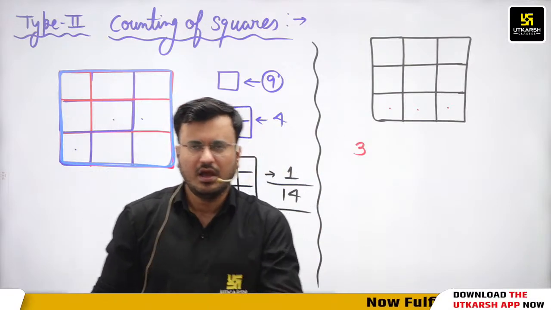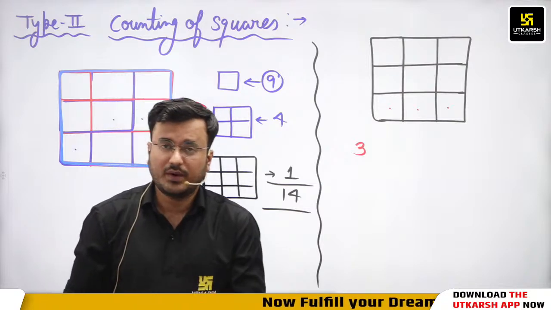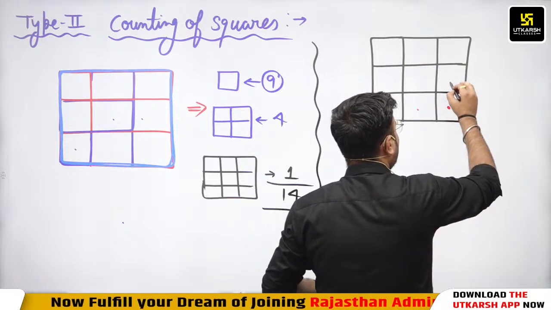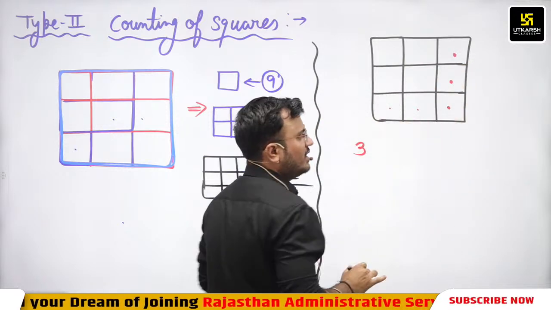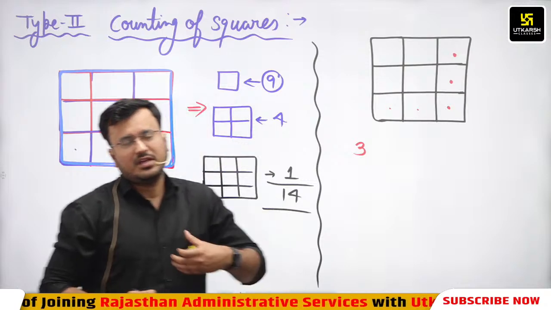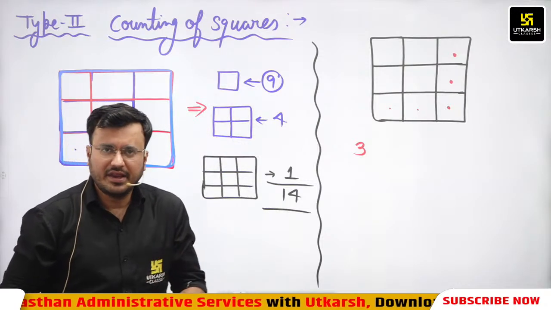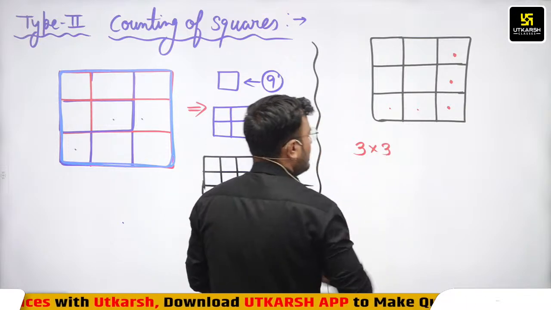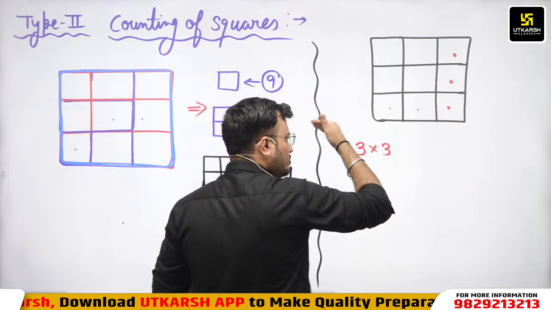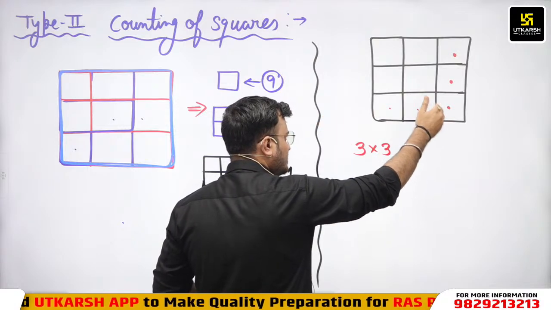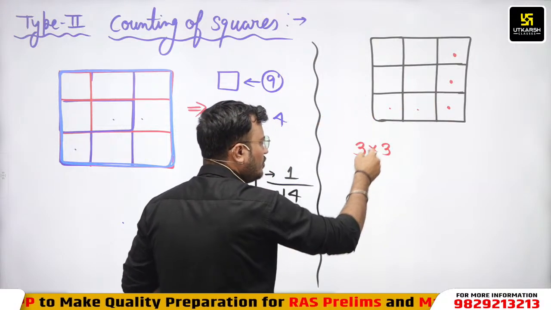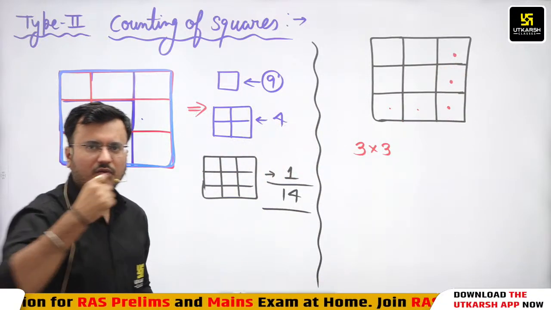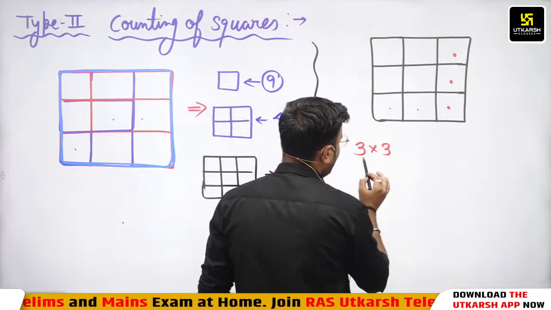Now similarly, how many smallest squares are arranged in vertical order? You can see 1, 2 and 3. So 3 smallest squares are arranged in a vertical order, and we need to write these 3 into 3. So the number of smallest squares in horizontal order into the number of smallest squares in vertical order. Okay, starting with 3 into 3.